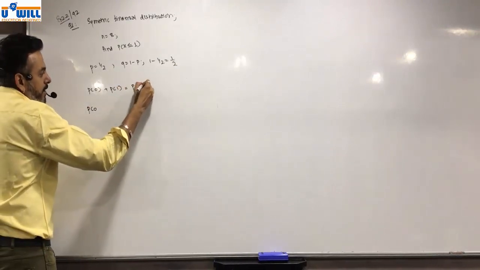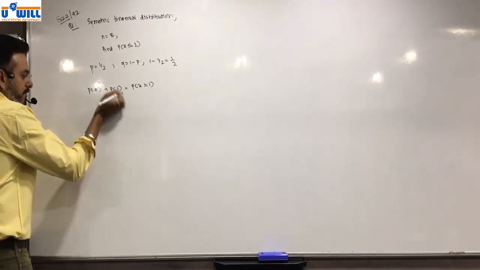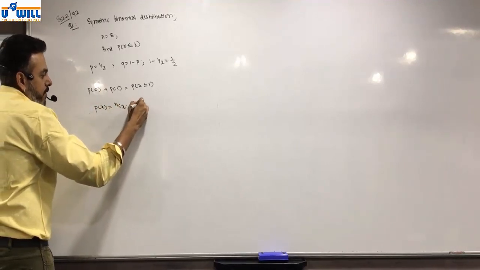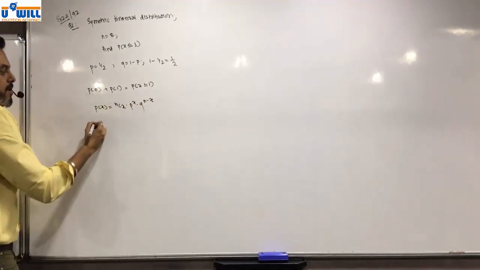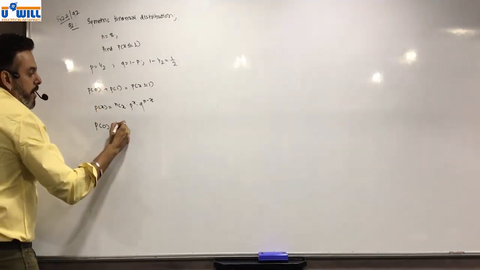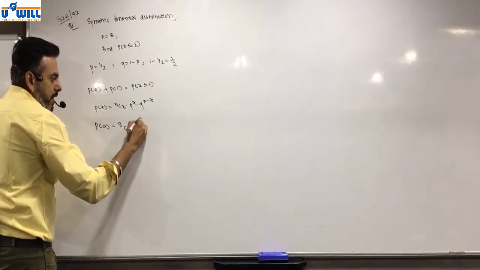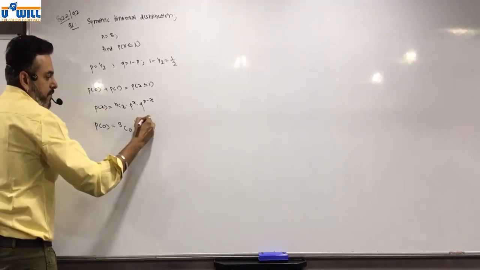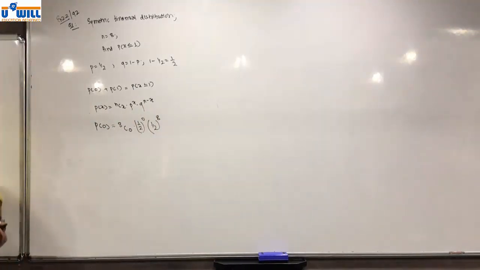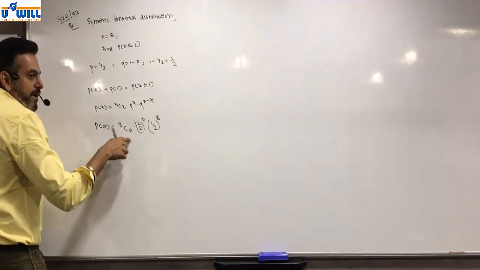This is equal to probability of x less than or equal to 1. Probability of 0 is equal to, first, probability of x is equal to nCx p raised to x q raised to n minus x. Probability of 0 is equal to, what is n? n is equal to 8. C, x is equal to 0. Probability is 1 by 2 raised to x, 0. 1 by 2 raised to 8 minus 0 is 8. Okay. Which is equal to, what is 8C0?